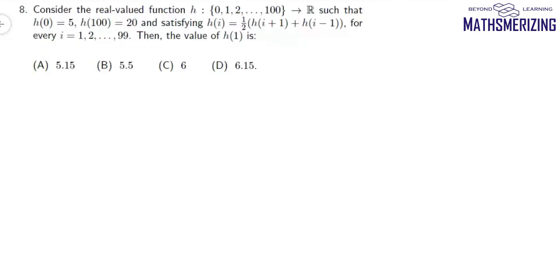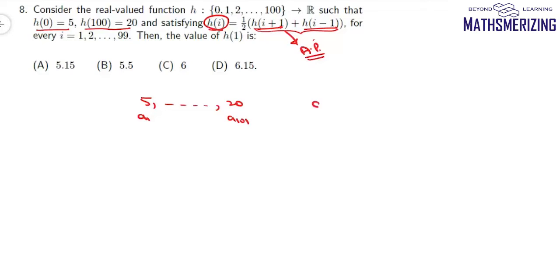Now in question number 8, it says there is a real valued function h such that h(0) is 5, h(100) is 20, and h(i) is 1 by 2 times (h(i+1) plus h(i-1)). That means this h(i) is the arithmetic mean of h(i+1) and h(i-1), which makes this sequence an arithmetic progression. So first term for this sequence is 5, and the 101st term is simply 20.